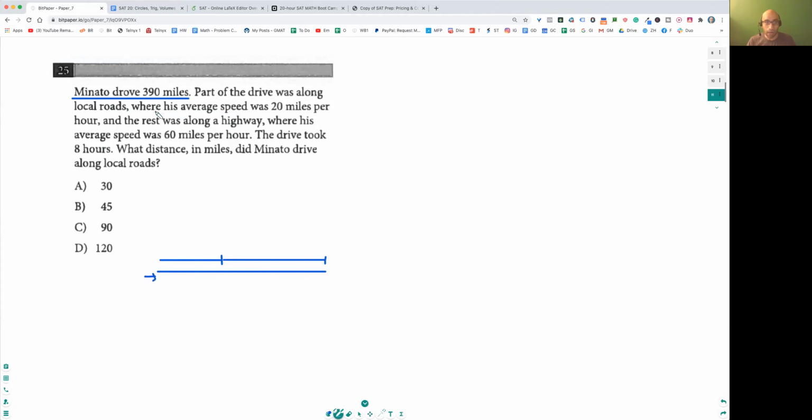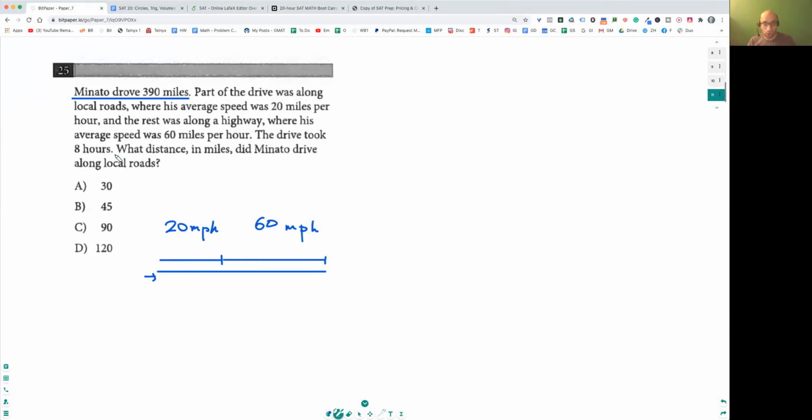Now here on the local road, his average speed was 20 miles per hour. So I'm going to write down on just this piece, 20 miles per hour, MPH. And the rest was along a highway where his average speed was 60 miles per hour. Now you've got these two pieces. The drive took 8 hours, and they were asking what distance. Remember, you're given the distance.